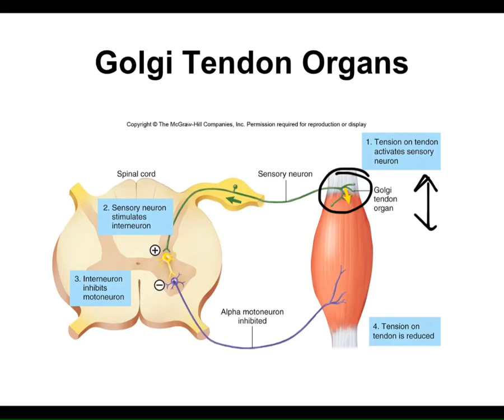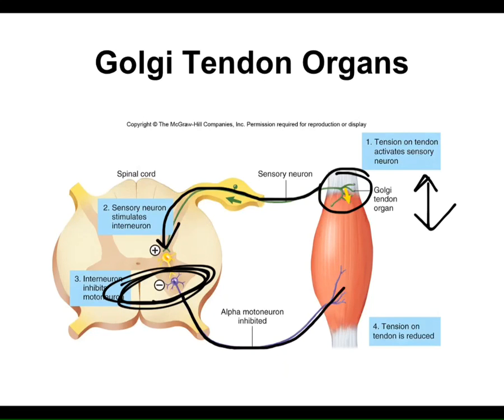If we start to stretch this too much, and this is activated, it is going to send a sensory neuron to the spinal cord. But what it's going to do is send an inhibitory, negative signal. And that motor neuron is going to be inhibited. And what's that going to do? Not send the signal to contract. So in essence, it's going to cause the muscle to relax.